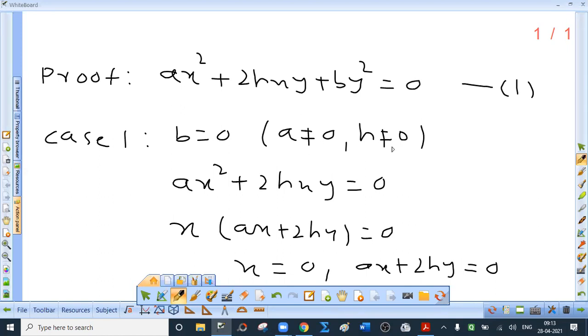So a and h cannot be 0 at the same time. This is possible: what? That b is 0 and h is also 0. So we get x square equal to 0. So it represents two equations, x equal to 0, x equal to 0. That is, the equation represents the y-axis twice.